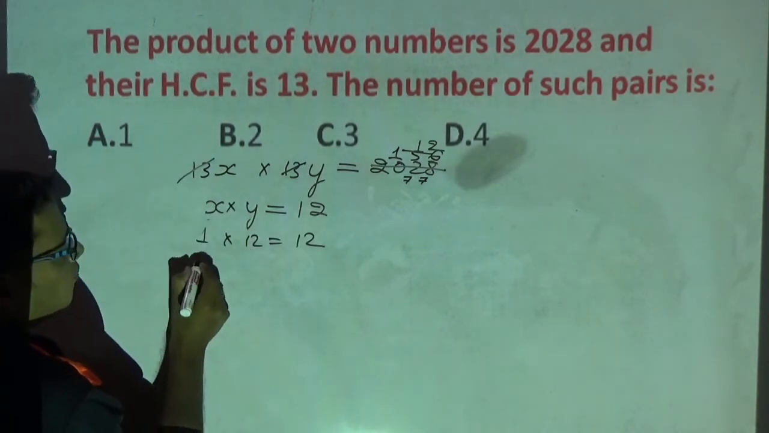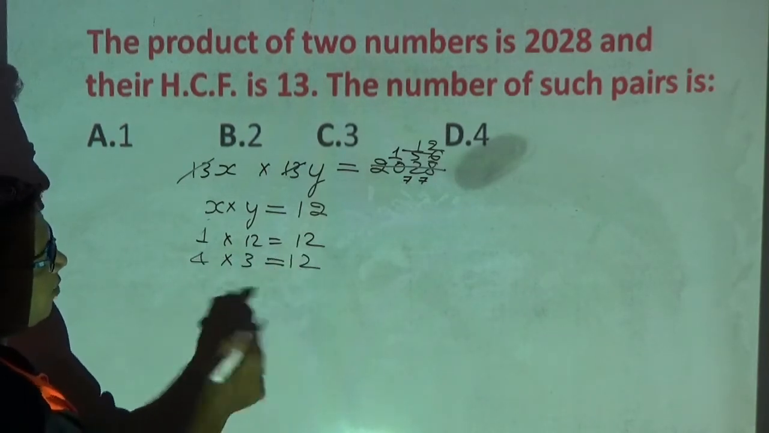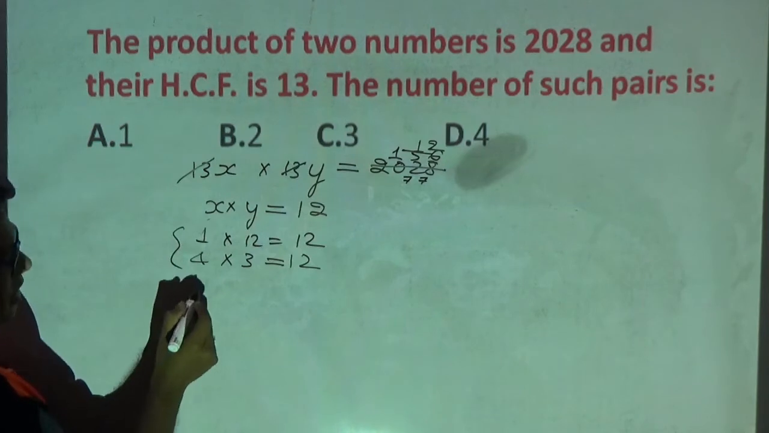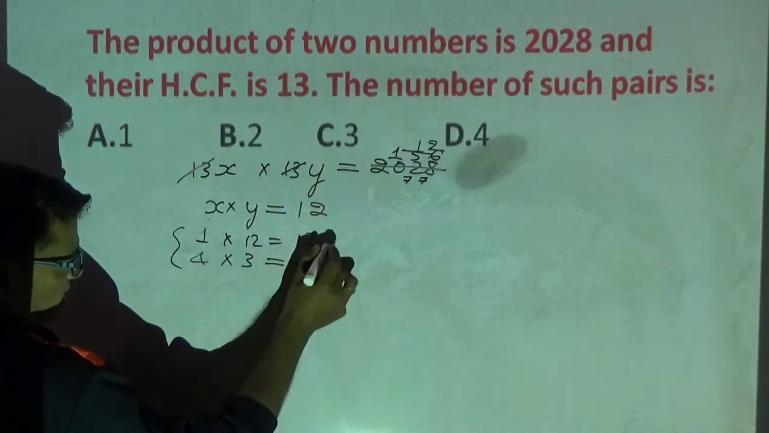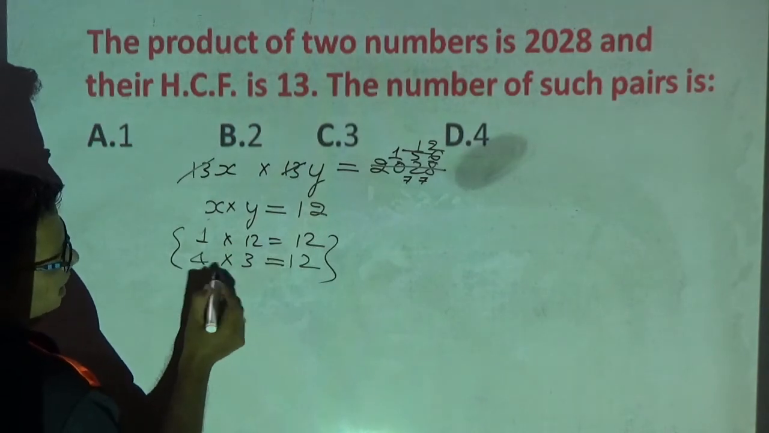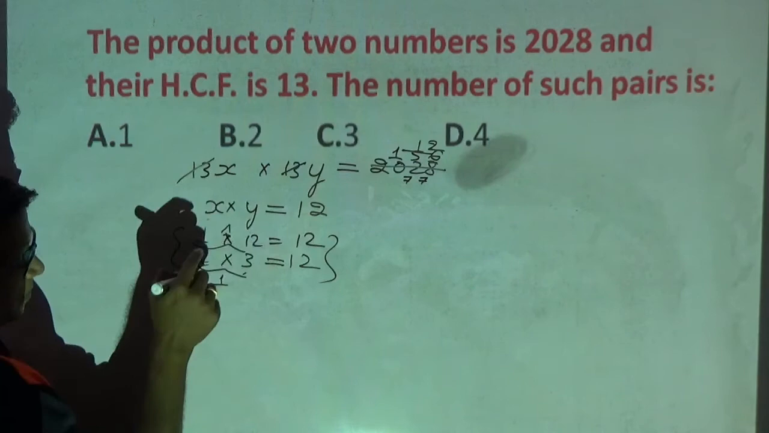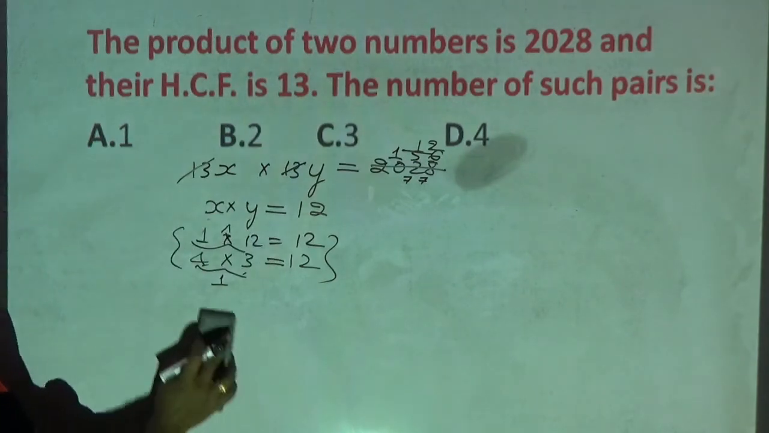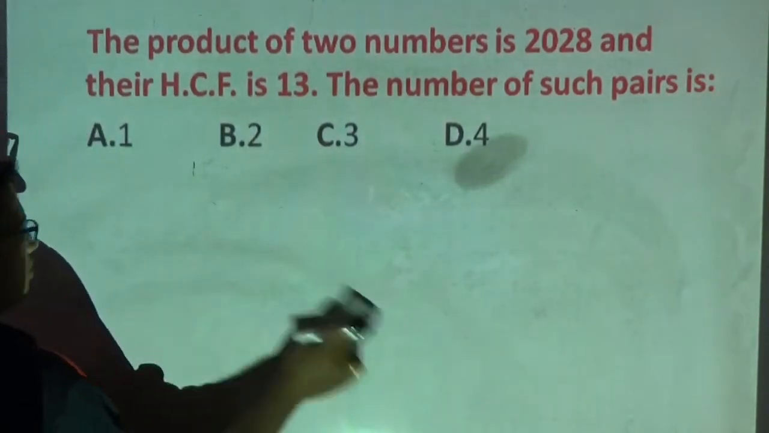Next number: 4 into 3 is also 12. How many pairs exist? Only 2 pairs. 3 into 4 is nothing but 4 into 3, so don't take it again. See, the HCF of 4 and 3 is 1, and here also 1. You have to pick such pairs only. Therefore, the answer is 2 pairs, option B.